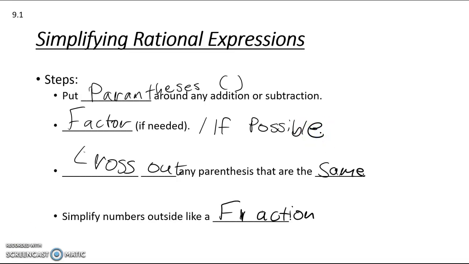Okay, so here are the notes. This says put parentheses around any addition or subtraction. Factor if possible. I would say about 90% of the math work that we're going to be doing for these first 3 sections of 9.1, maybe even these first 4 sections, is going to be a lot of factoring. And then we're going to cross out any factors that are the same, and then we're going to simplify numbers outside like a fraction.